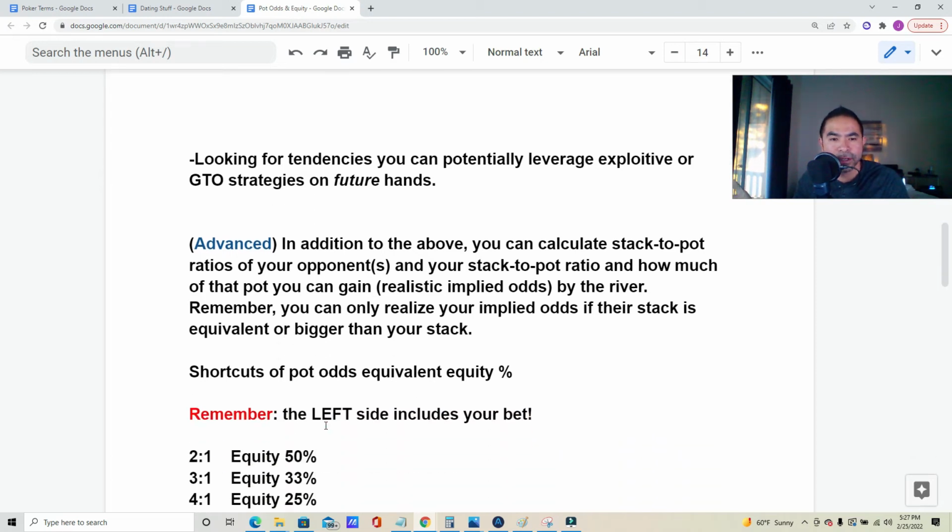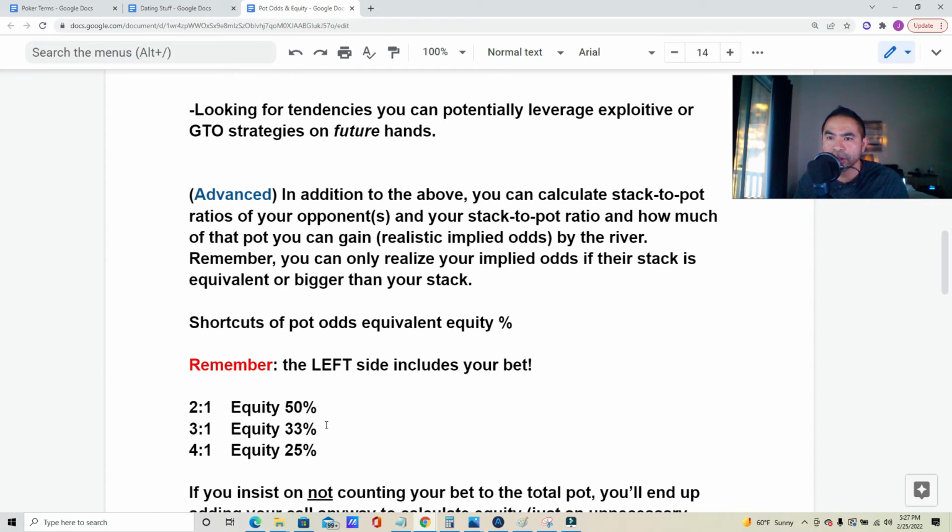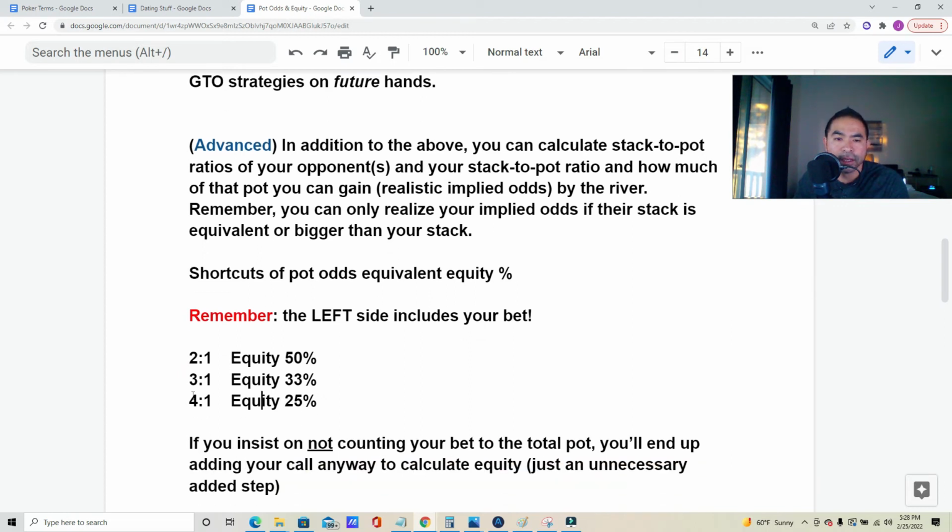Not only am I entertaining, but I'm giving you some shortcuts so you can just get straight to the point. You count the total pot, including your bet, and I give you your equity percentage, right? So here, just some basic ones, and again, if you're savvy enough, you only really need to know these three. You can derive everything else from this, right?